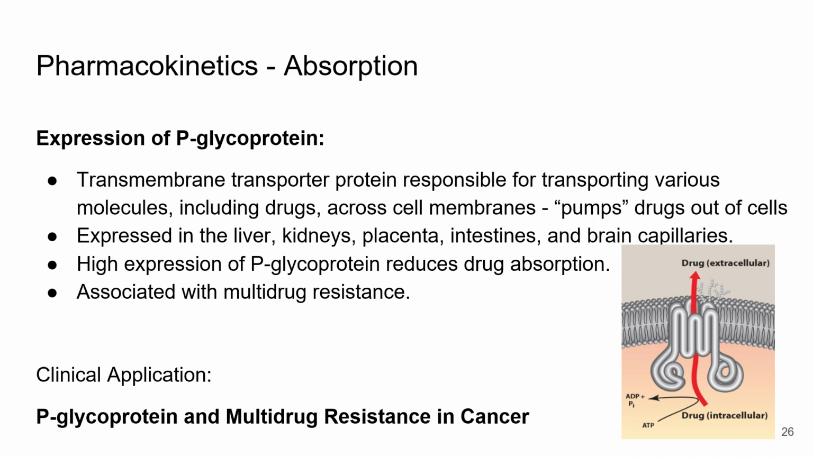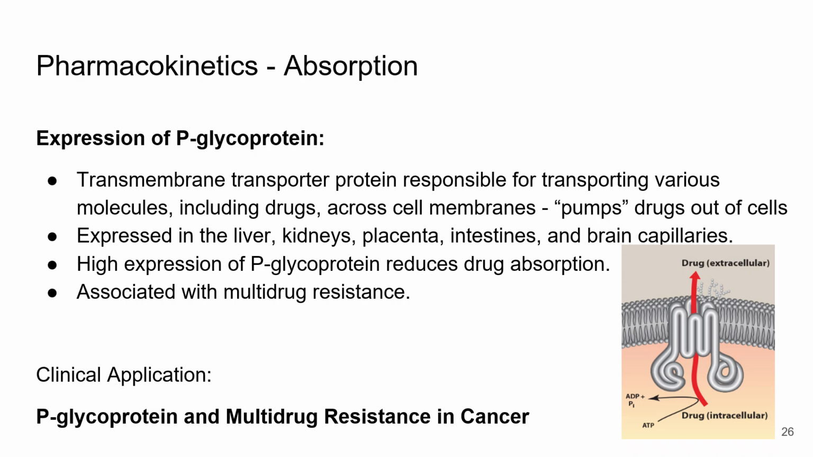P-glycoprotein is found in intestines, liver, kidneys, placenta, brain capillaries, and this also has factors, as we'll discuss, the blood-brain barrier. But keeping in mind that when there's high expression of P-glycoprotein, less drug is absorbed into the bloodstream because the drug is pumped back into the gut or out of the tissues where it's attempting to be absorbed. So clinically, that means that even if a drug is taken correctly, less active drug may actually reach the systemic circulation or the location where it's intending to have its effect.